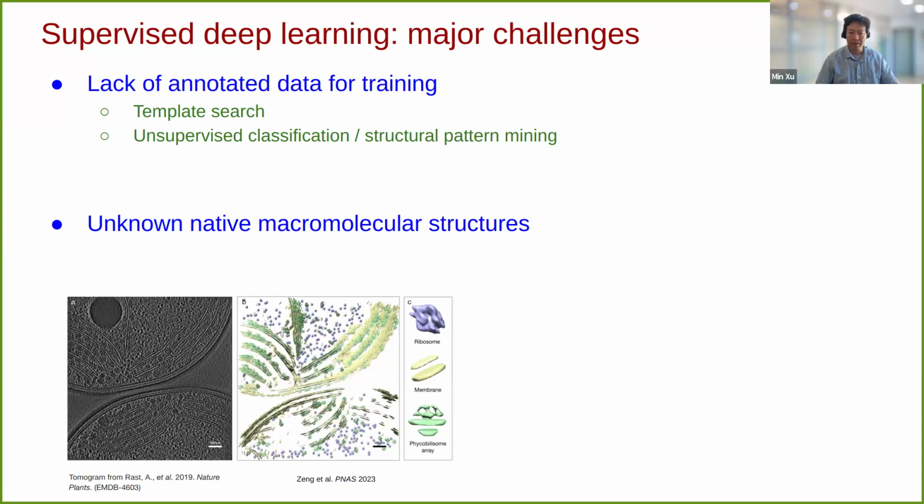Previously, we and others have also developed subtomogram alignment and averaging based reference-free classification or structural pattern mining methods. However, such methods rely on 3D image alignment, which is also computationally very intensive. Another major issue is that the native structures of a large number of macromolecular complexes remain unknown. In such a case, it may not be very practical to include such novel structures in the training data.